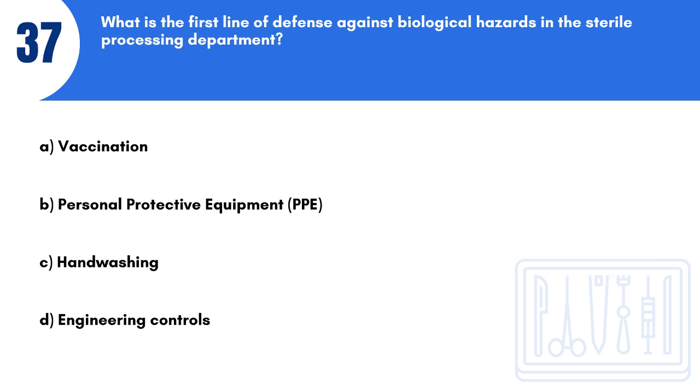Question 37. What is the first line of defense against biological hazards in the sterile processing department? A. Vaccination. B. Personal protective equipment, PPE. C. Handwashing. D. Engineering controls.